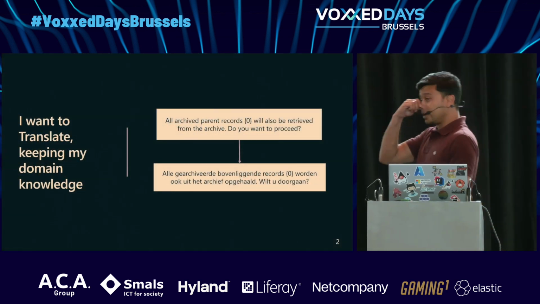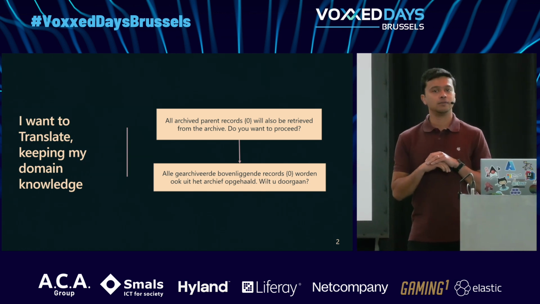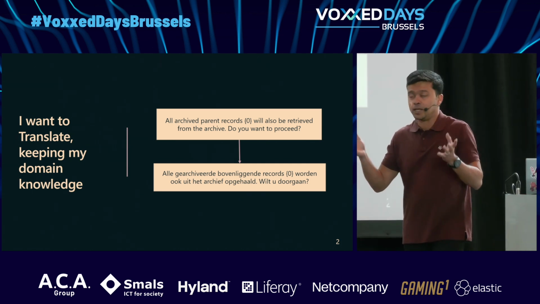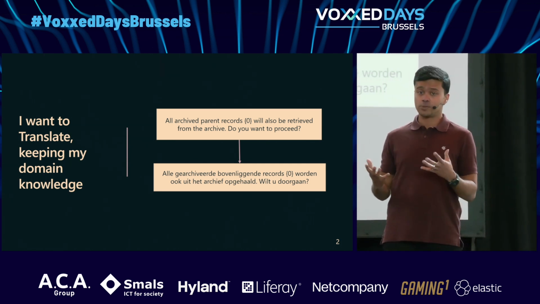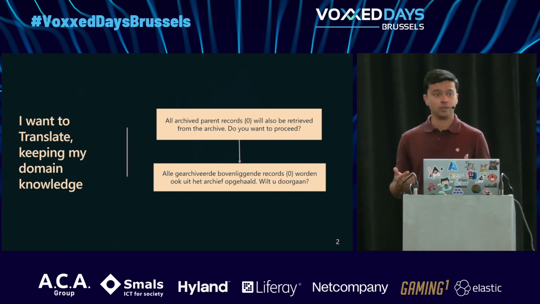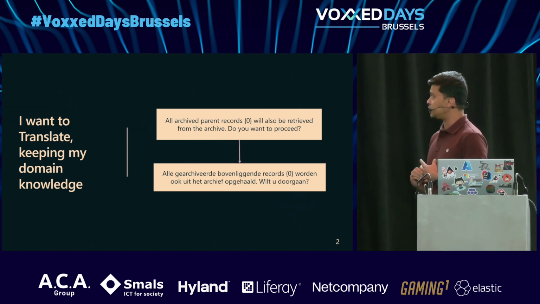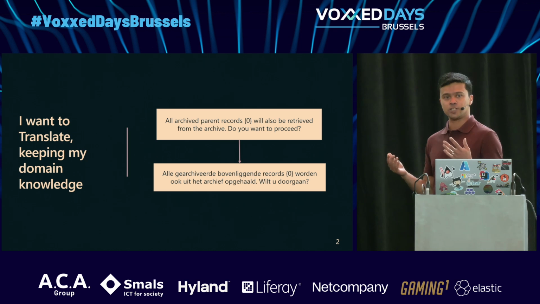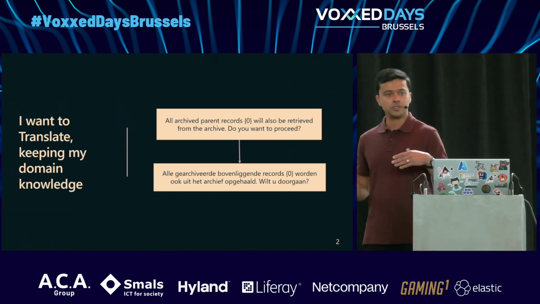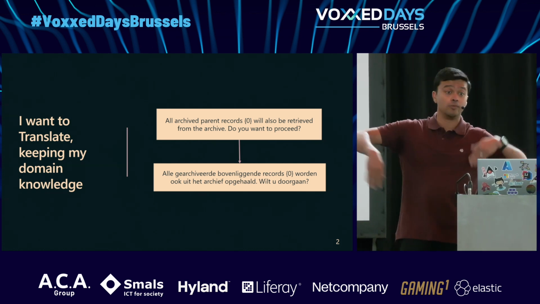I am currently working with several partners within the Netherlands who are exploring how to use large language models or small language models or AI in their business processes. One of the things that came up is, can I translate keeping my domain knowledge intact? If you see the top English one, this is a very common informational message if you're using a UI. If you're inserting a record, it tells you this is information. You also need to take into account that some archived records will be retrieved.